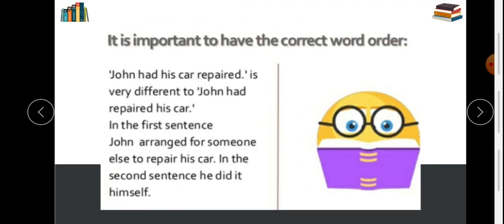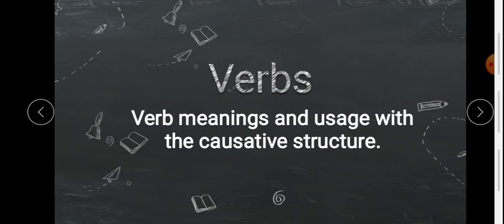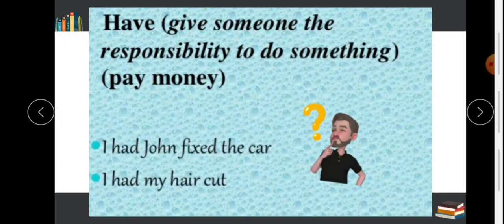It's really important the order of the sentence, the words in the sentence. In this case, John had his car repaired is not the same as John had repaired his car. Why? In the first one, it means that somebody else did something for this man. In this case, the mechanic repaired the car. And in the second sentence, John did the action by himself. Let's have the verbs and the meanings.